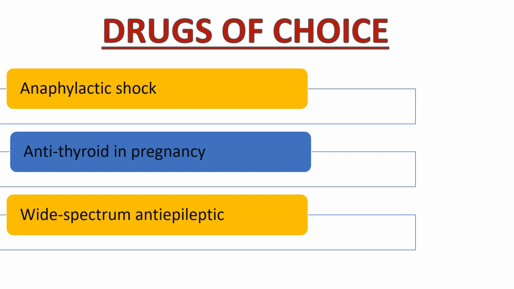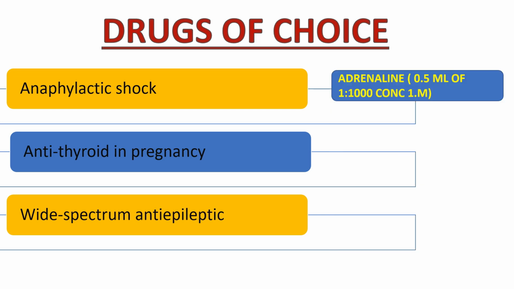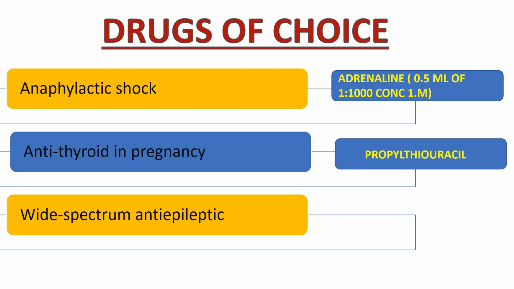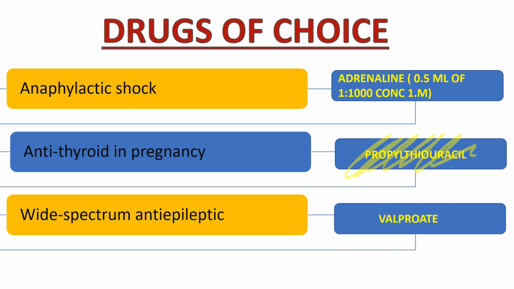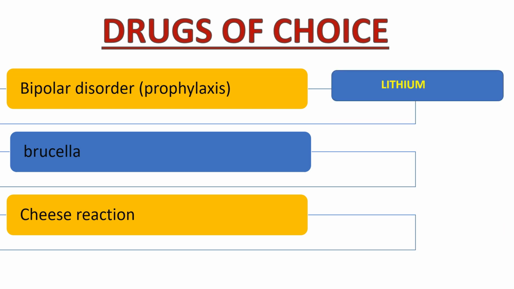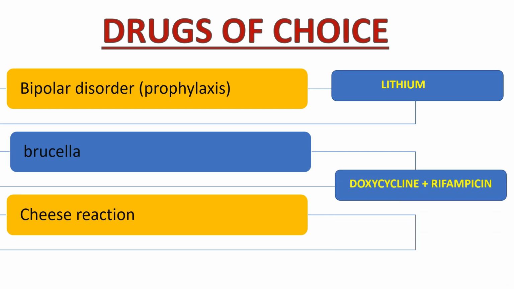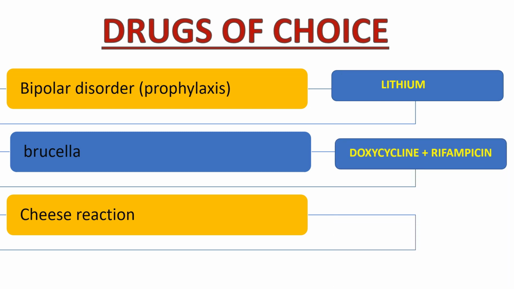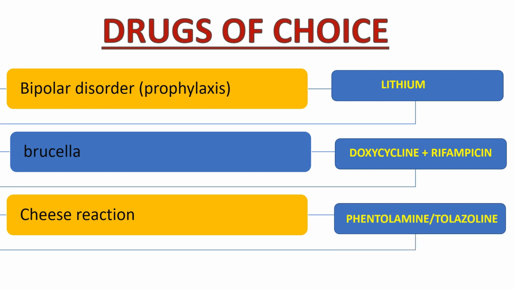For the next case, anaphylactic shock, we will be using adrenaline, and we have a specific quantity for this type of case, that is 0.5 milliliters of 1 in 1000 concentration. Next, for antithyroid in pregnancy, we will be using propylthiouracil. For wide spectrum anti-epileptics, we will be using valproate. For bipolar disorder, mainly prophylaxis, we will be using lithium. For brucella, we will be using doxycycline plus rifampicin. And for the cheese reaction, we will be using phentolamine and tolazoline.